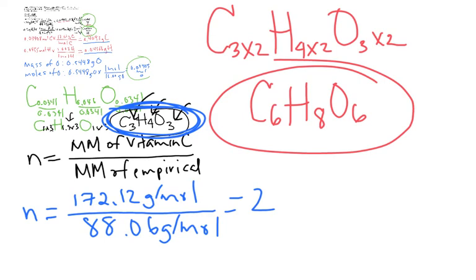The really great thing about these problems is that you can check yourself. You can check and make sure that the molecular weight of this molecular formula is equal to the molecular weight that was given in the problem. So if you did this, you would have 6 times 12.01 plus 8 times 1.008 plus 6 times 16, and you get 176.12. So you know that you did it correctly.